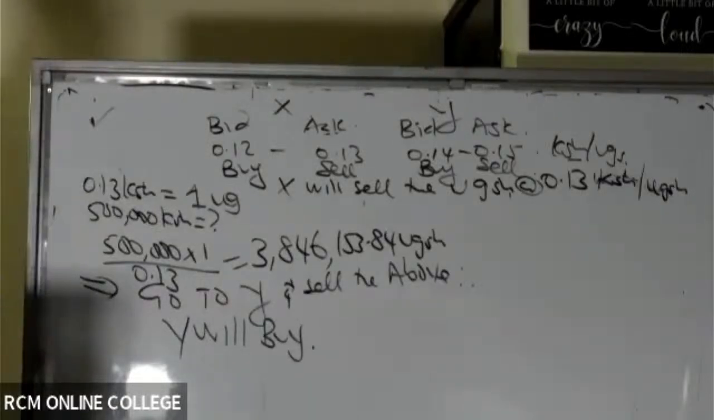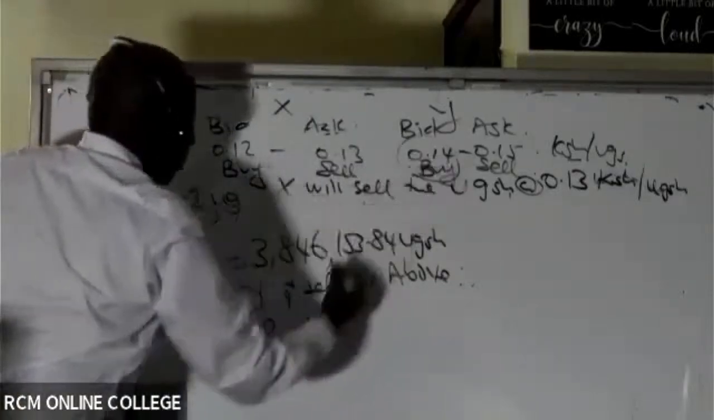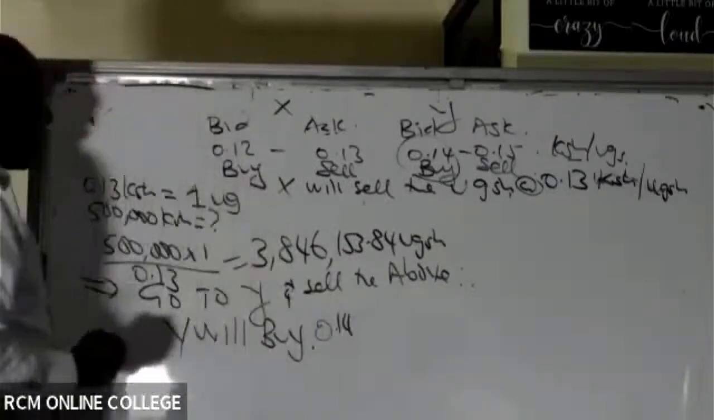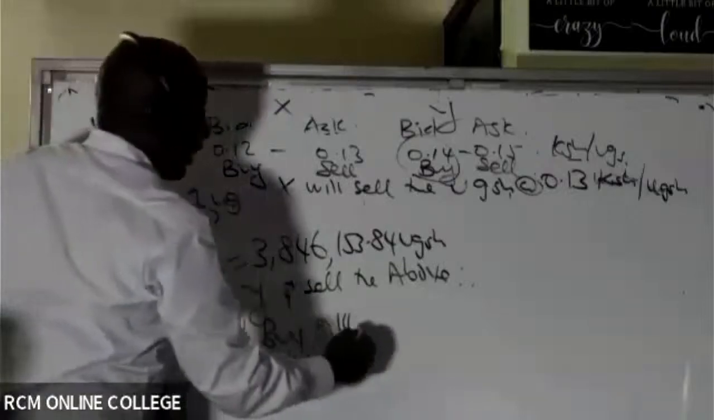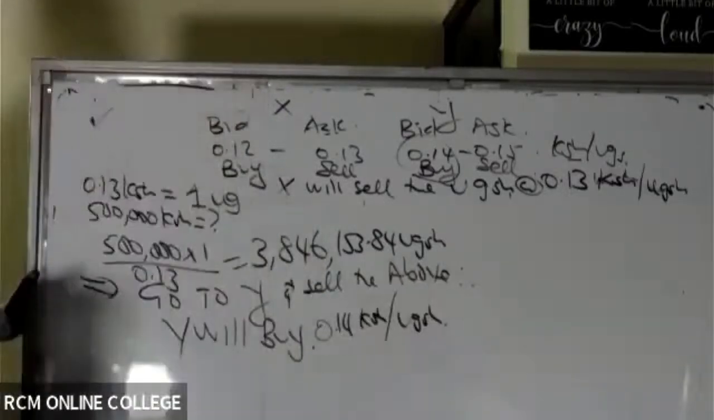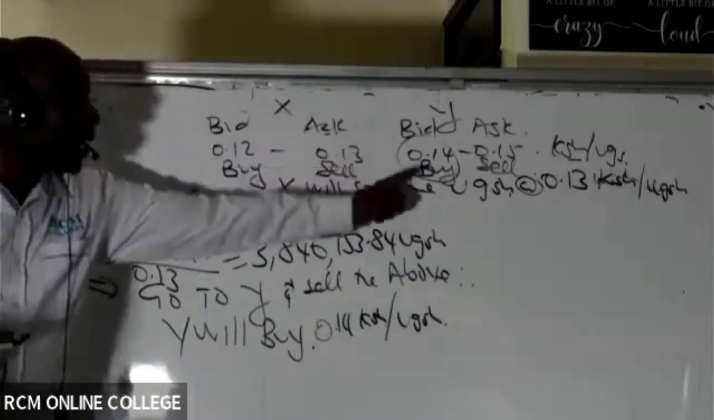I hope they'll be able to see. Great. Okay, so in this case, Y will buy. You can see Y there. Y will buy at 0.14. So Y will buy at 0.14 Kenya shillings per Uganda shilling. Because we must define these currencies in the context of what the bank is going to do. And we've been able to define the buy and sell. So you can see why Y is buying at 0.14.